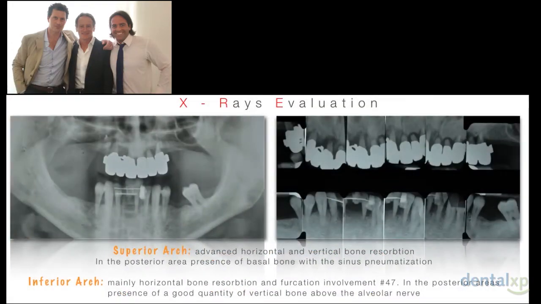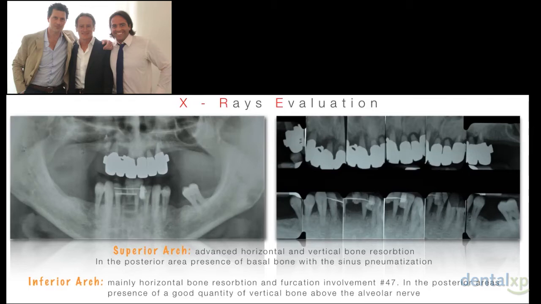X-rays evaluation. On the left side, you see an orthopantomogram evaluation that the patient brought to us, and on the right side, you see a full mouth X-rays evaluation. That is what we prefer, because it's important for diagnosis. We are more precise with the full mouth X-rays evaluation than with only the orthopantomogram. But of course, if the patient brings it to you, it is also good information to acquire.